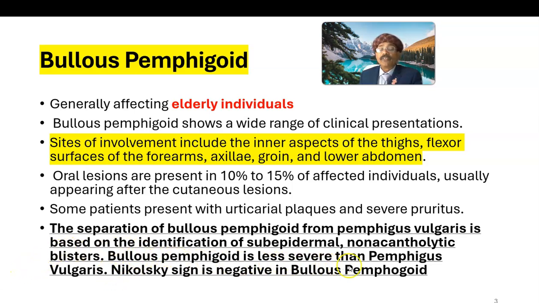Bullous pemphigoid is less severe than pemphigus vulgaris, and bullous pemphigoid causes more itching than pemphigus vulgaris. The Nikolsky sign is negative in bullous pemphigoid but positive in pemphigus vulgaris.